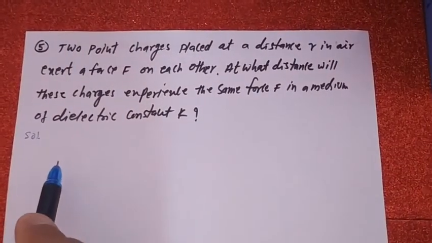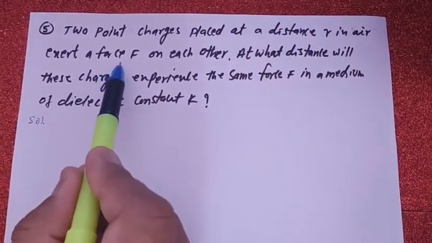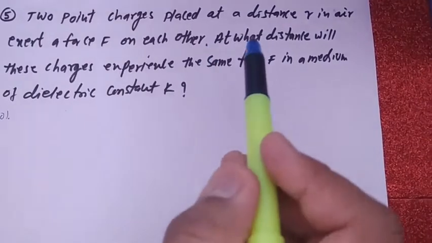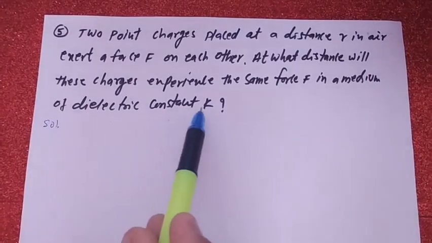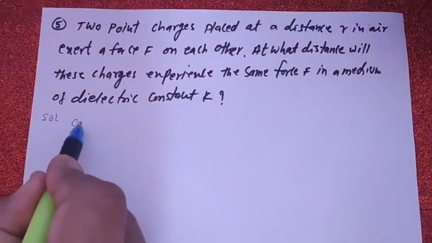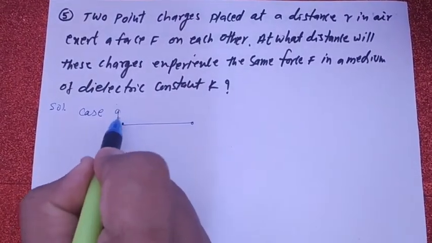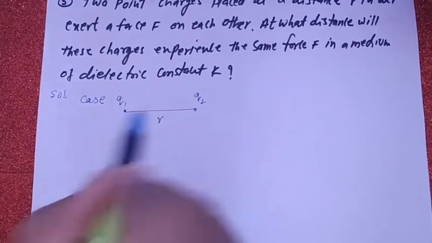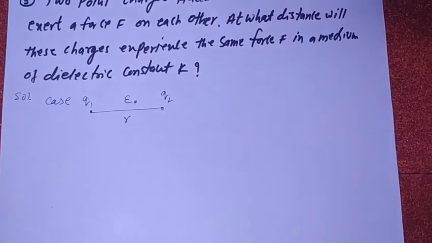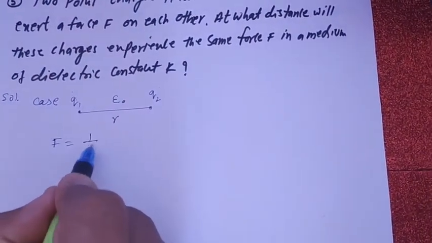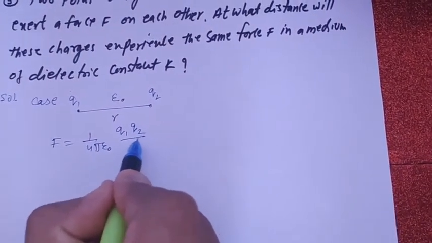Next, numerical number 5. Two point charges placed at a distance r in air exert a force F on each other. At what distance will these charges experience the same force F in a medium of dielectric constant K? So case 1. In case 1, the two charges Q1 and Q2 are separated by distance r and the medium is epsilon naught. So what is force? F equal to 1 upon 4 pi epsilon 0 Q1 Q2 upon r square.